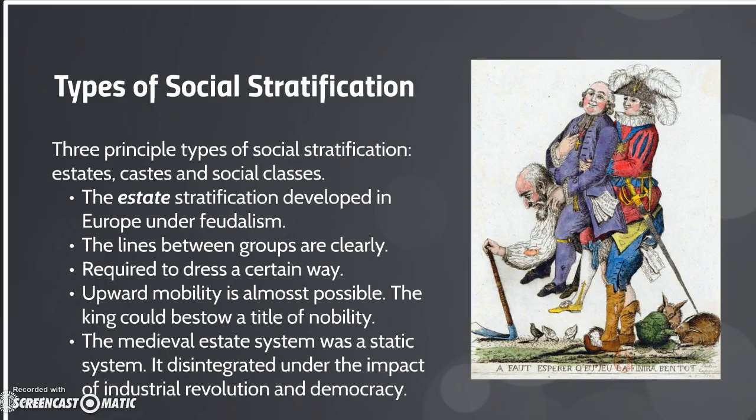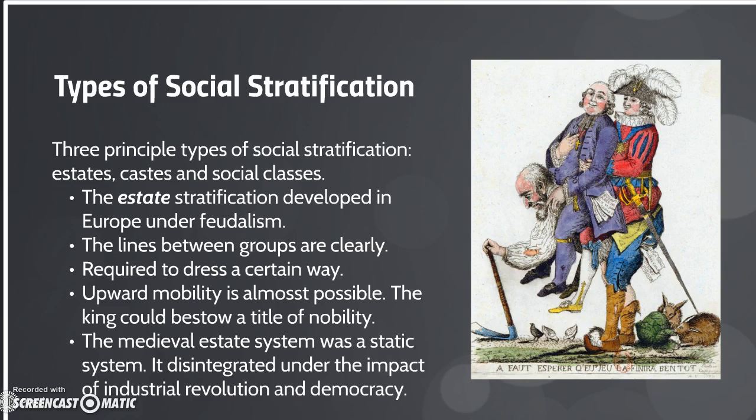Three principal types of social stratification have existed throughout history: estates, castes, and social classes. The estate stratification developed in Europe under feudalism. The lines between groups were clearly drawn. They required people to dress a certain way. Upward mobility was almost impossible. The king could bestow a title of nobility, but that's about the only means of upward mobility that was available.